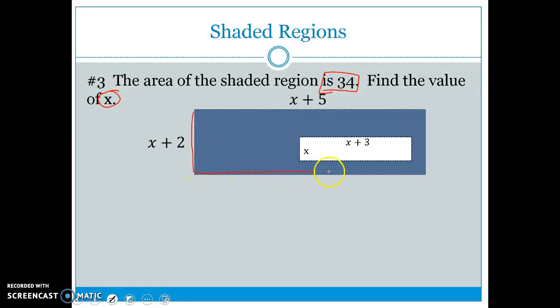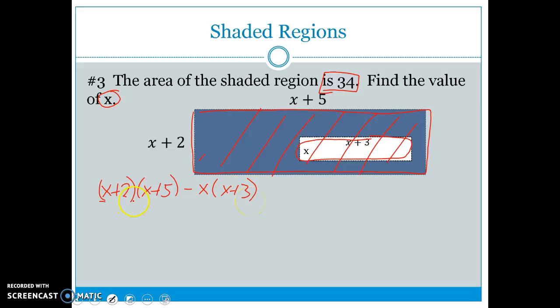So to find the equation for the shaded region, I'm going to start by finding the area of this rectangle by taking its length times its width. That's going to be x plus 2 times x plus 5. But it's not going to stay like that. That's going to be the entire thing, and I don't want the entire thing. I want to get rid of this part of it. And so I'm going to subtract the area of this white rectangle, which is x times x plus 3.